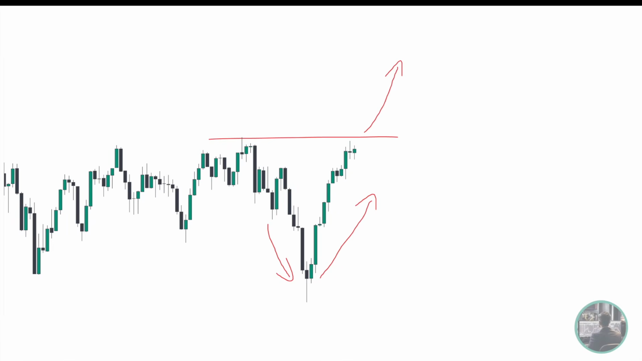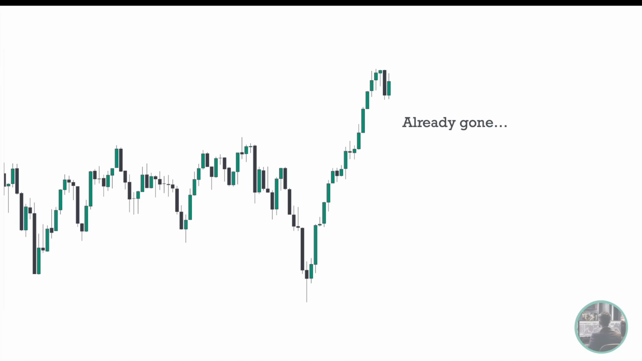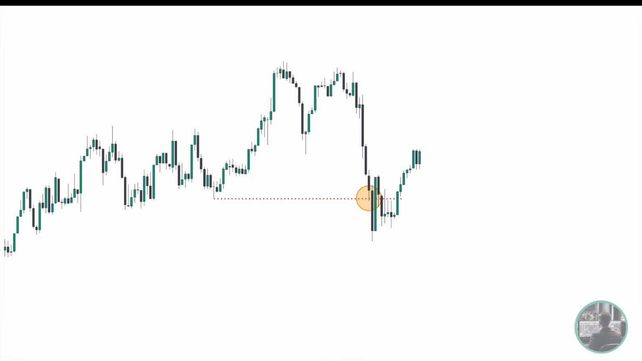You see a reversal forming, but you wait. You doubt yourself. You second guess. And by the time you decide to enter, the move is already gone. Most traders think the fix is more confirmation and more patience. And yeah, that sounds good on paper, but here's what that actually produces. Late entries, wide stops, and the same losing cycle on repeat.